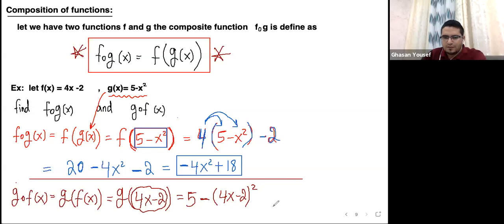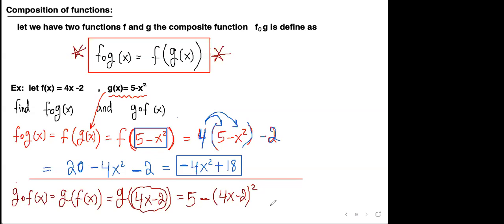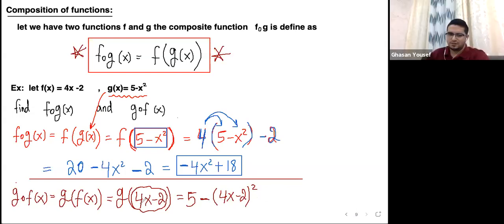So we just simply use the formula and just plug in the two different functions two different times, right? Yes, exactly. You plug it two times.